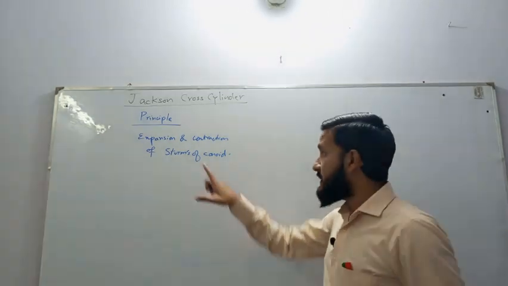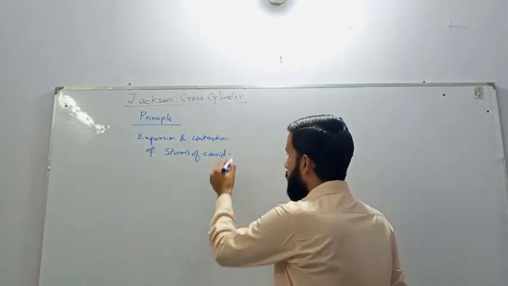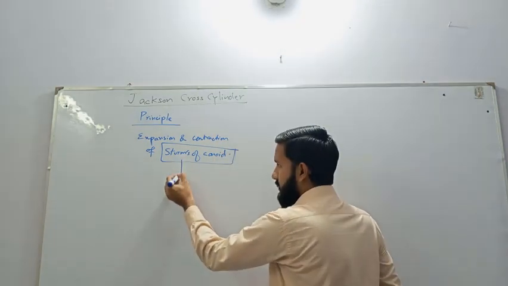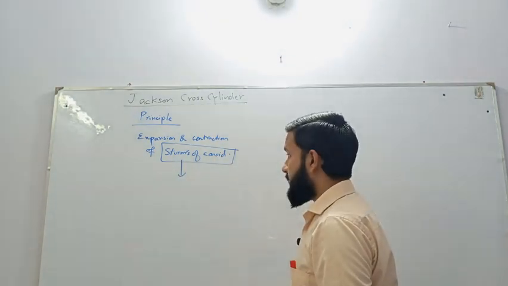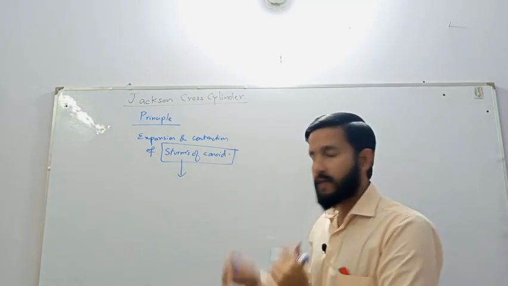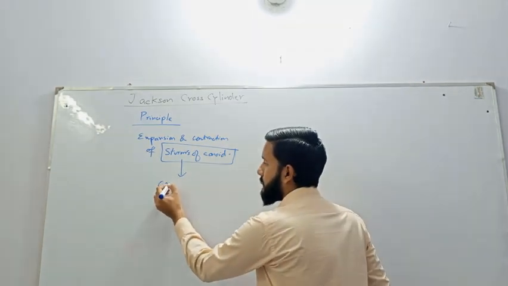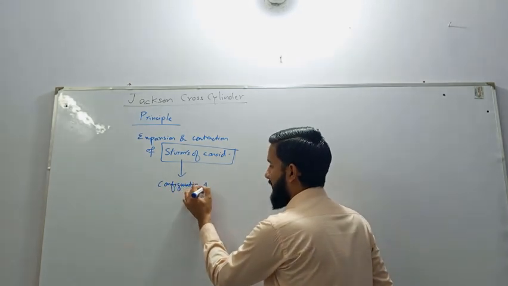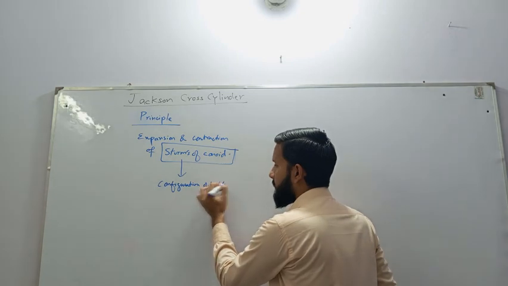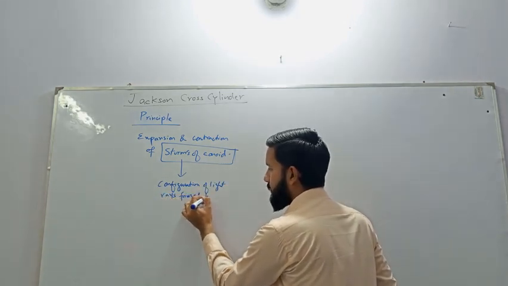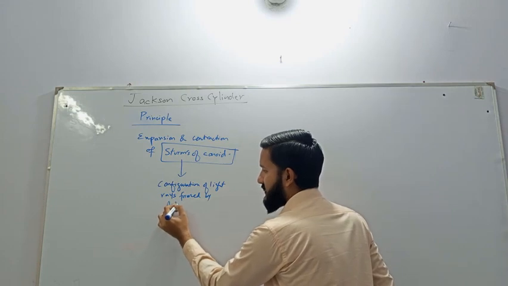To understand this principle in detail, we need to understand what is Sturm's conoid. Sturm's conoid is basically the configuration of rays formed by an astigmatic surface. The configuration of light rays formed by an astigmatic surface.